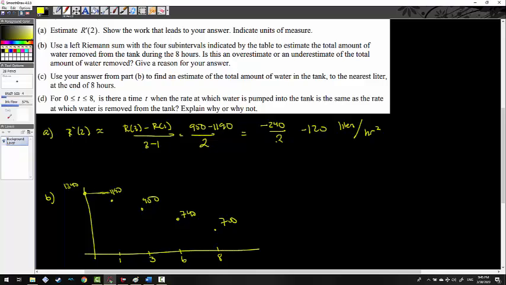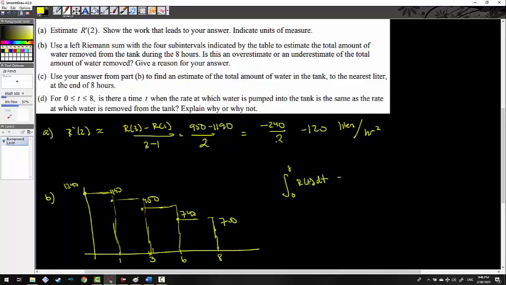Okay, so from here, for my left-handed sum, the heights will come from the left sides of each rectangle. That means if I'm going to find out the total amount of water removed, I'm going to be integrating from 0 to 8 of R of t dt. Again, I have to emphasize R is a rate already, so if I want to find out how much was actually removed, I'm going to integrate that rate. So again, we just want to find out the total amount of water removed. I don't care how much water was going in. I don't care about how much water was there. I'm just going to talk about the water being removed.